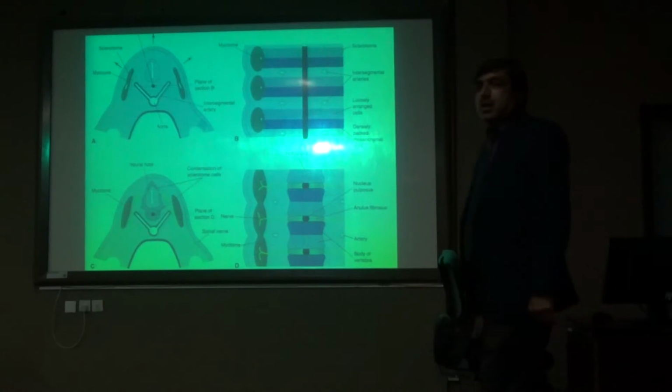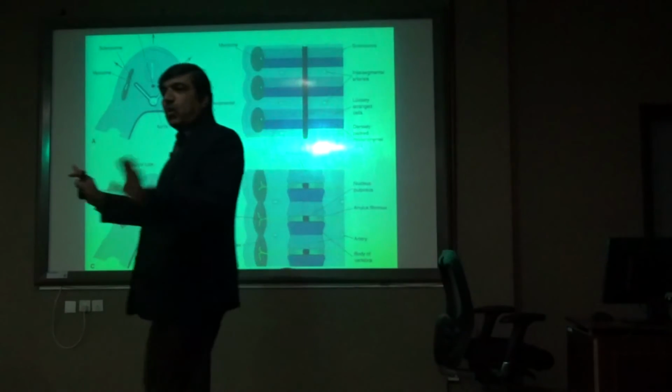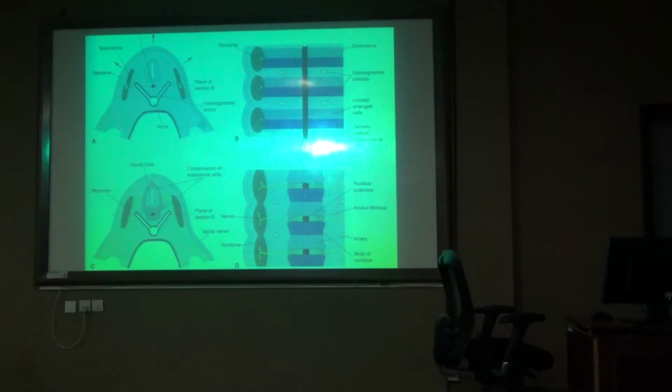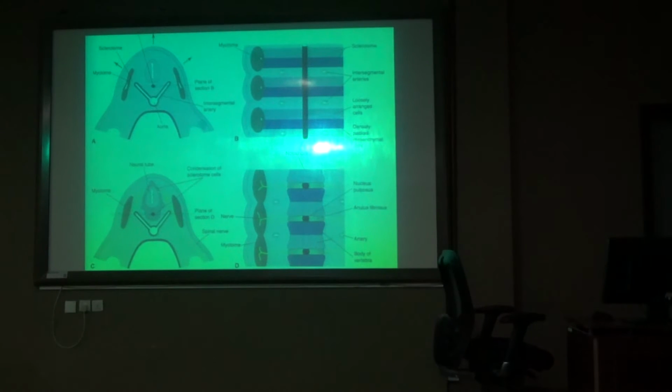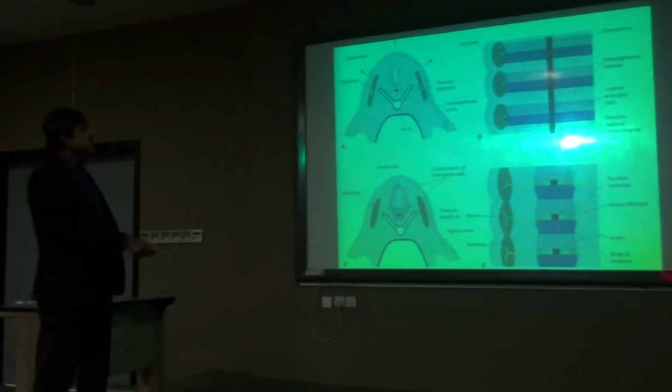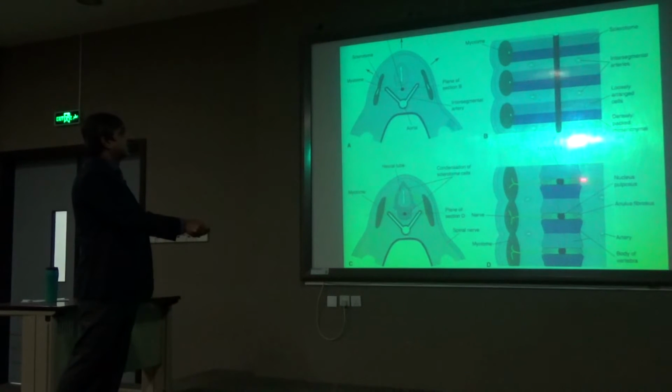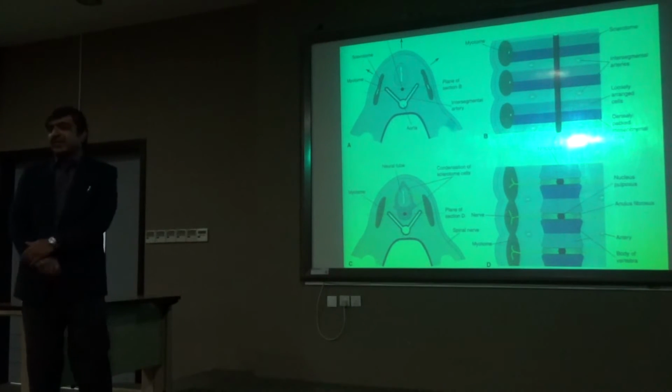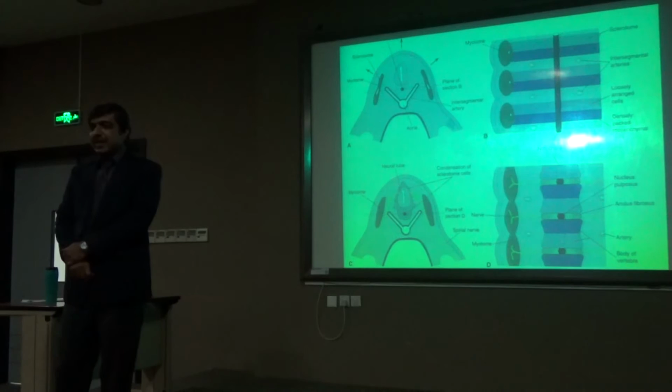Intervertebral disc, from which color? No, not from the color. How is it? When this area develops, this portion goes down, this portion comes up. So there is a gap. This gap is filled up by the connective tissues. These connective tissues form the intervertebral disc. Okay?